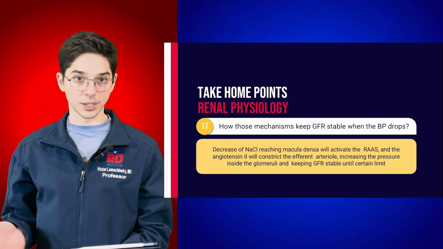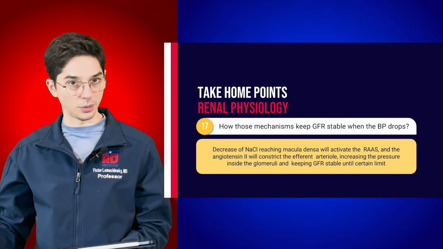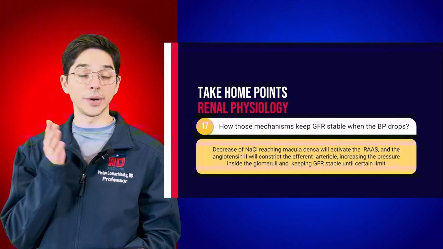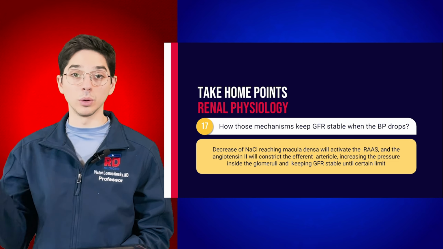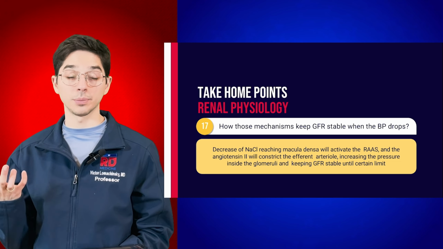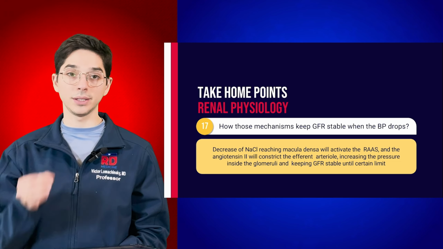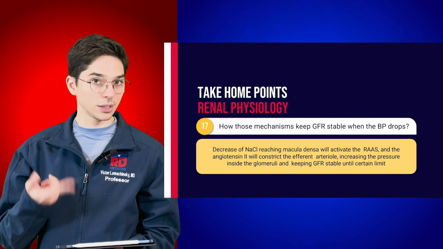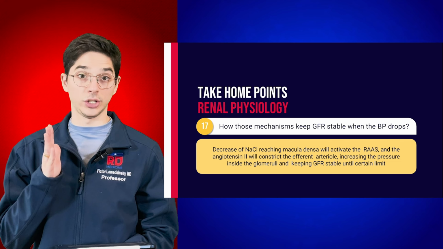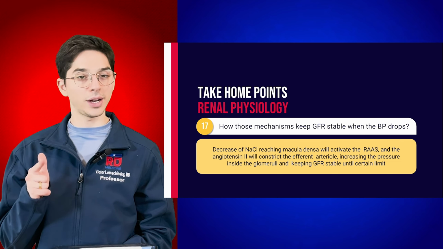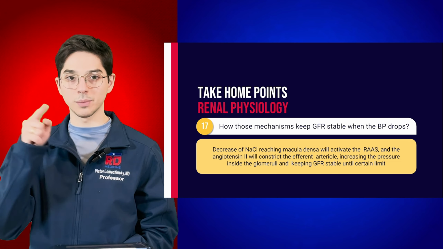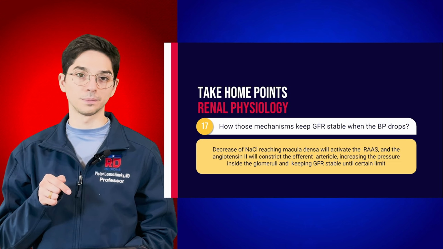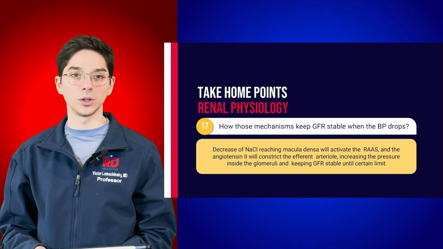And how do those mechanisms keep the GFR stable when the pressure drops? Well, a decrease in sodium chloride is going to be directly proportional to hypovolemia. So if the pressure drops, we're going to have a corresponding drop in the amount of sodium chloride that reaches the macula densa. Macula densa then signals to the JG cells, which synthesize renin, and therefore increase the production of angiotensin II, which will constrict the efferent arteriole and raise the pressure inside the glomeruli.